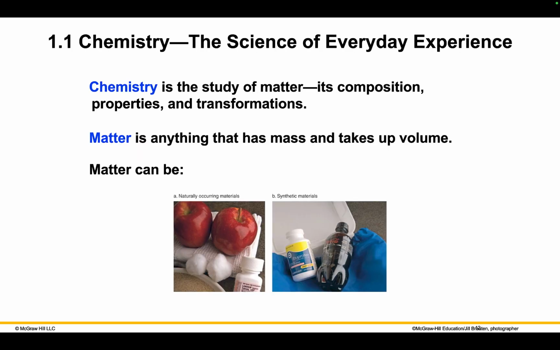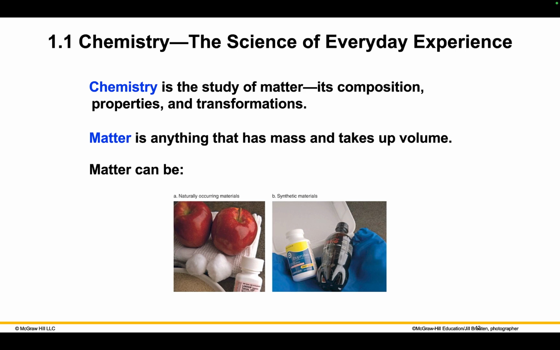We start off Chapter 1 talking about what is chemistry. So chemistry as a field is really the study of matter. So it's about what things are composed of, how they interact with other things, what their properties are, and how they interact with other pieces of matter.